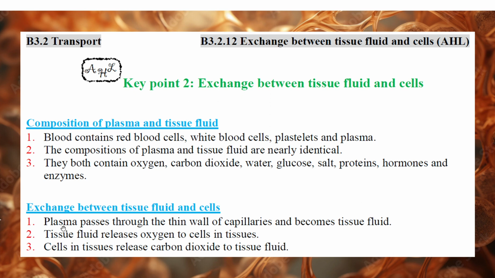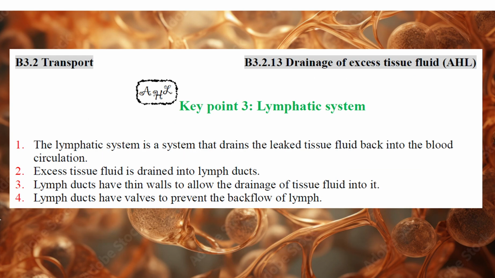The plasma passes through the thin wall of the capillary and becomes tissue fluid. So it is this tissue fluid that releases oxygen to the cell, and it is this tissue fluid that gets the carbon dioxide from the tissue. This is the way of transfer. Of course, sometimes it is not perfect.